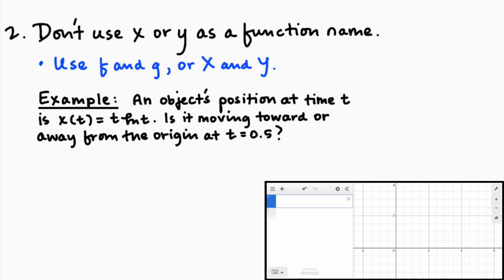Number two, don't use x or y as a function name. I mean lowercase x and lowercase y. And this is something that comes up quite a bit in AP Calculus. Maybe an object's moving along the x-axis, like this example, and an object's position at time t is given by x of t is t log t.